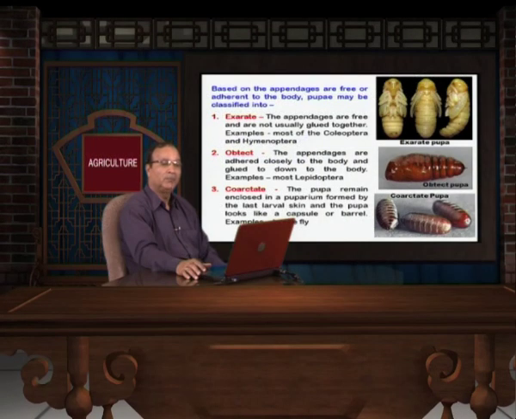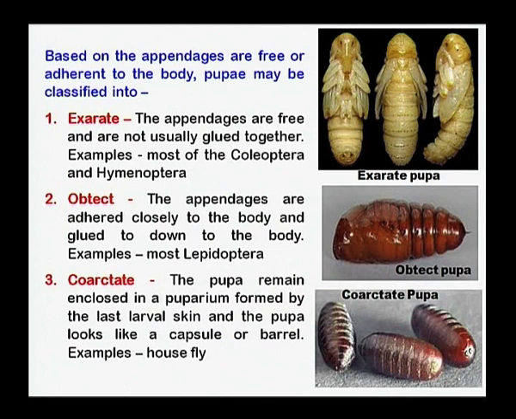Now, on the basis of the appendages, the pupa may be free or adherent to the body, and they may be further classified into 3-4 types. First is the exarate type, where the appendages are free and are not usually attached together, and the examples are most of the Coleopteran and Hymenopteran pupae, which are known as exarate type of pupae. Obtect type of pupae, where the appendages are clearly attached to the body, and the best example comes under the order Lepidoptera.